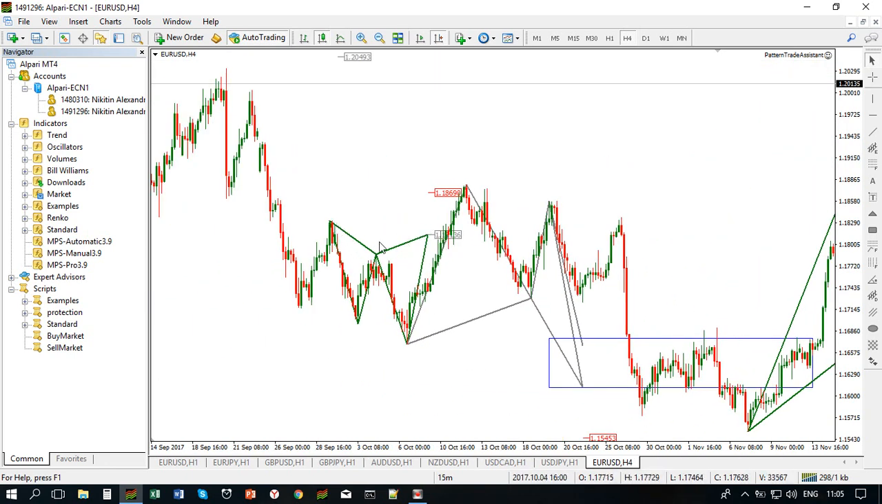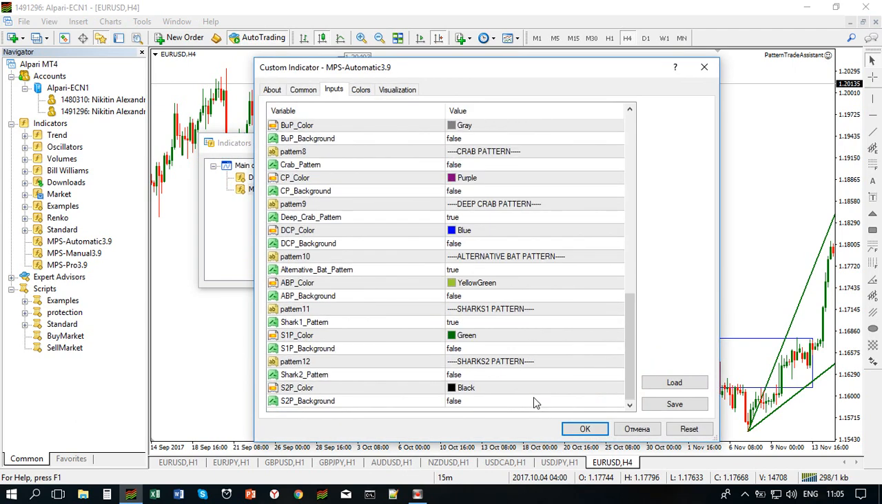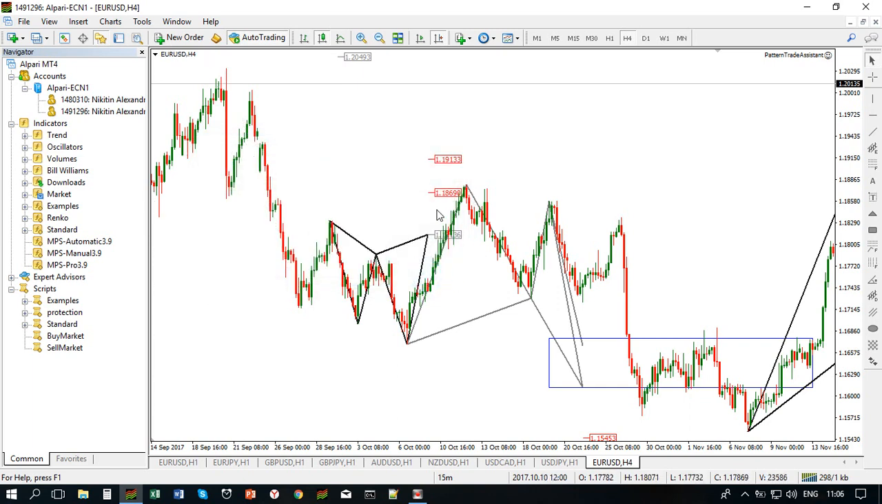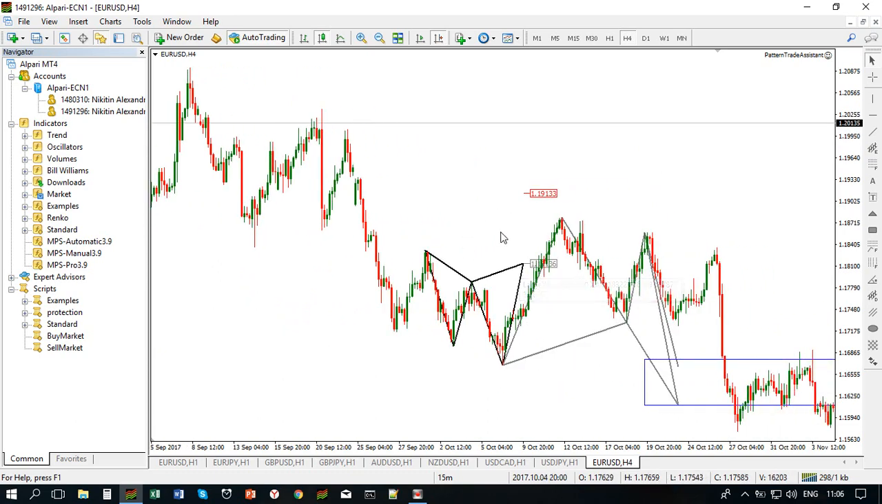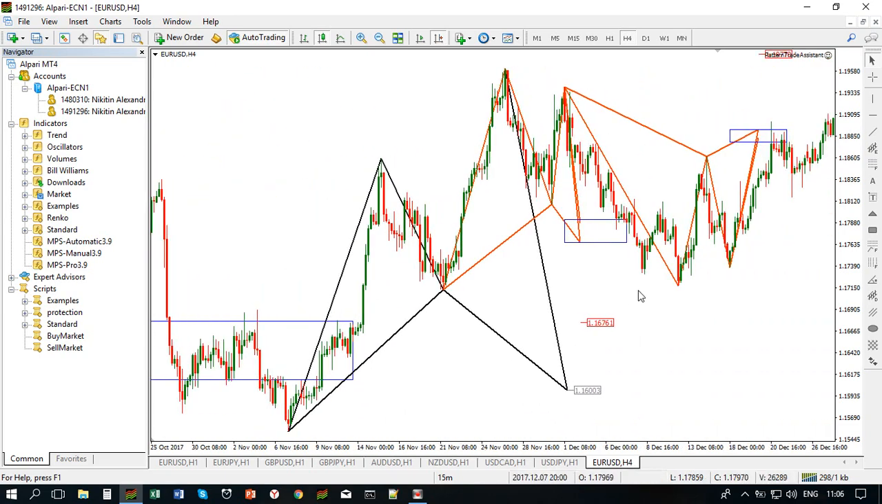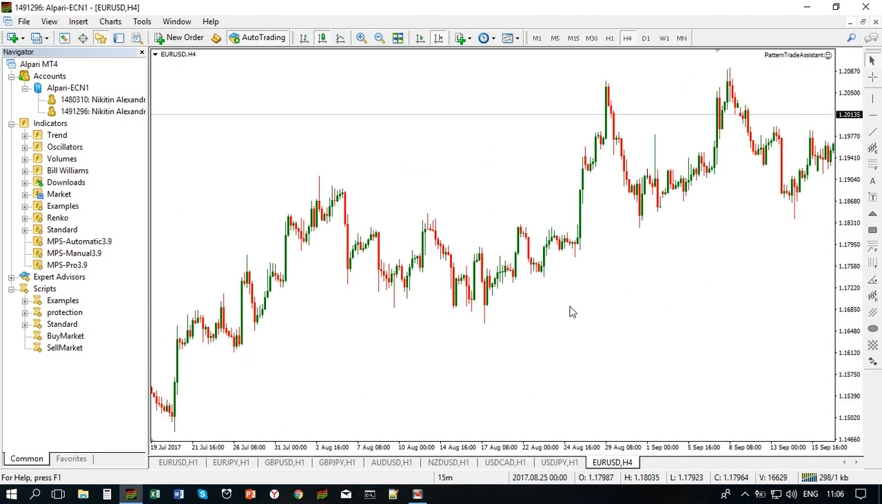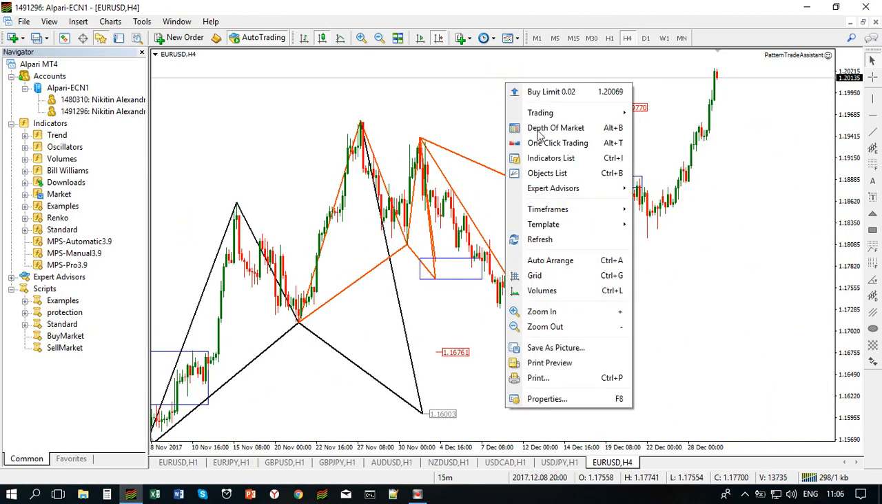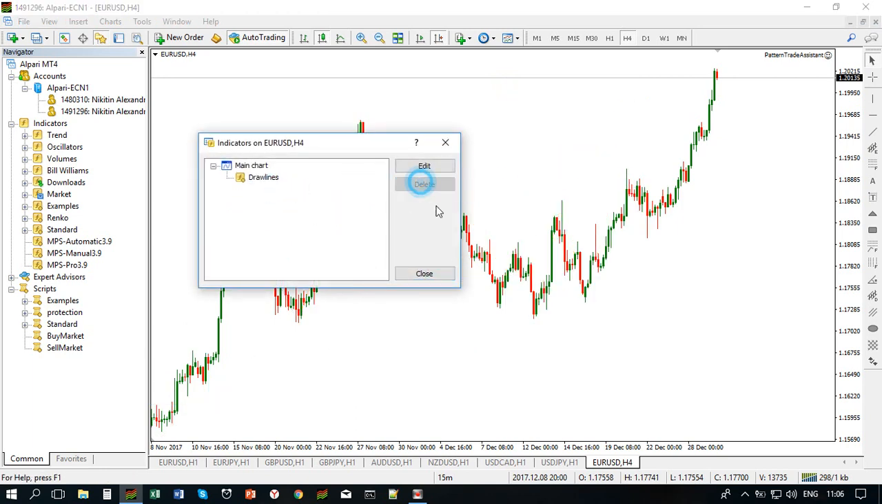Okay, here you have that shark number 2. It didn't work this way, but if you switch, it was shark number 1, sorry. If you switch that shark number 2 and disable shark number 1, just not to have that mixture of them both, you will have it. You see that? Shark number 2 is displayed here. What is next? Okay, that's it about the advanced patterns, harmonic patterns, about the automatic function.